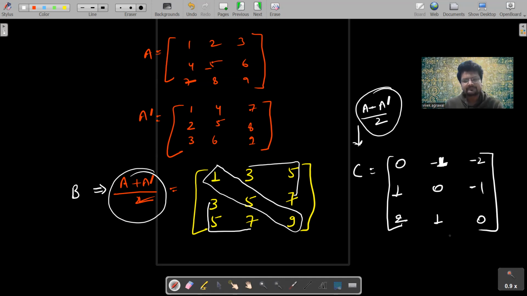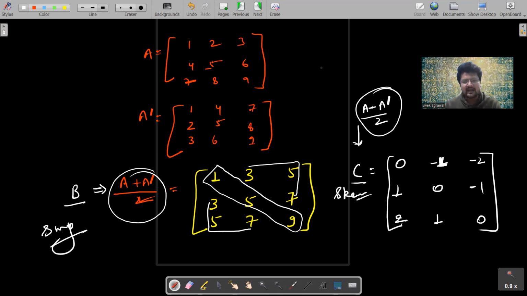If we do the transpose, what will happen? We will get 0, -1, -2, which we have in row 1. That will come in column 1, right? 0, -1, -2. And there will be a difference of negative sign only. Yes. So now I can see that there is a matrix B, there is a matrix C. This B is nothing but a symmetric matrix. This C is nothing but a skew symmetric matrix.